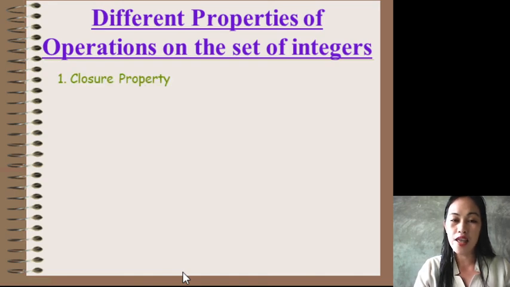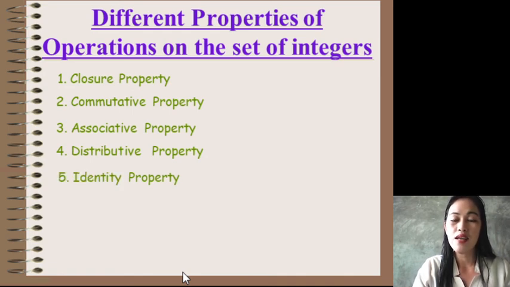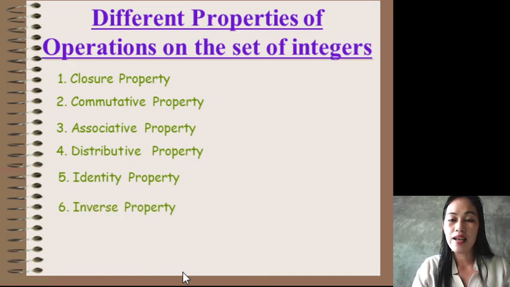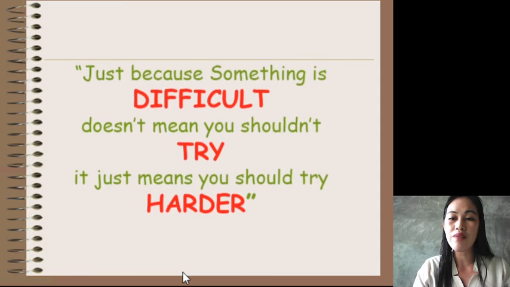First property is the closure property. Next is the commutative property. Next, associative property. Fourth one is the distributive property. We also have the identity property. And lastly, we have the inverse property. Okay, so that ends my discussion for today.